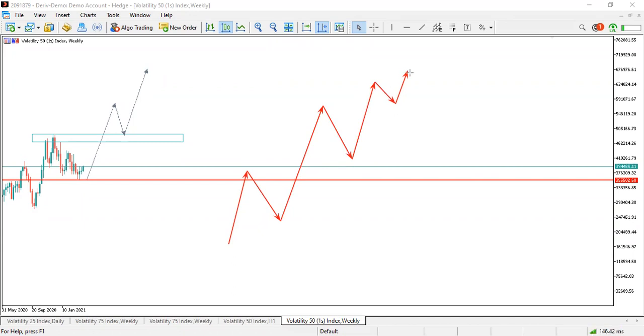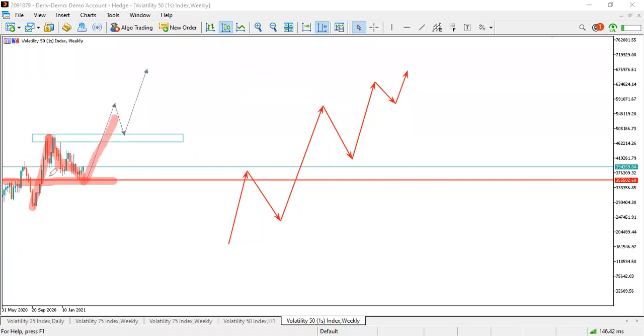And if you look at the weekly time frame, we can clearly see that we have an impulse here, right? So we are anticipating a correction. And now price is in our strong support area. So what are we expecting? We are expecting price to move to the upside, right?